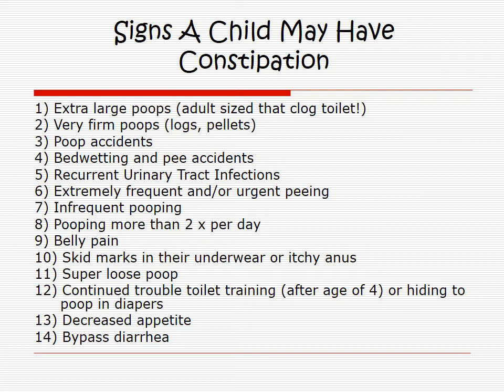The child may have poop accidents, which could be a full emptying of their stool, or it could just be poop smears. They could have bedwetting or daytime pee accidents. They can have recurrent urinary tract infections. They can have extremely frequent and/or urgent peeing, so they feel like they have to go all the time. They might have infrequent pooping, which means they might only go once a week or once every 2 weeks. They might be pooping more than twice a day, though. So they might go a little bit here and a little bit there.